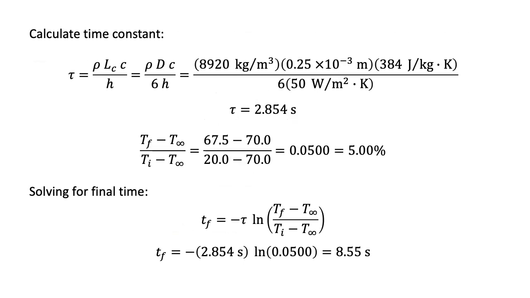Substituting in values, we first calculate a value of tau of 2.84 seconds. Note this quantity represents a time constant for our process, which we will consider further on the next slide. Then we calculate that the final temperature difference compared to the initial temperature difference is 5%, where the fluid temperature is used as the reference temperature. Finally, we get that it takes 8.55 seconds, or approximately 3 time constants, to reach this temperature.